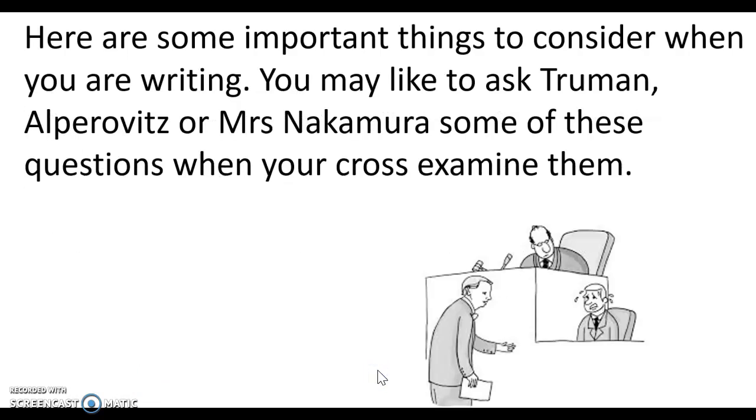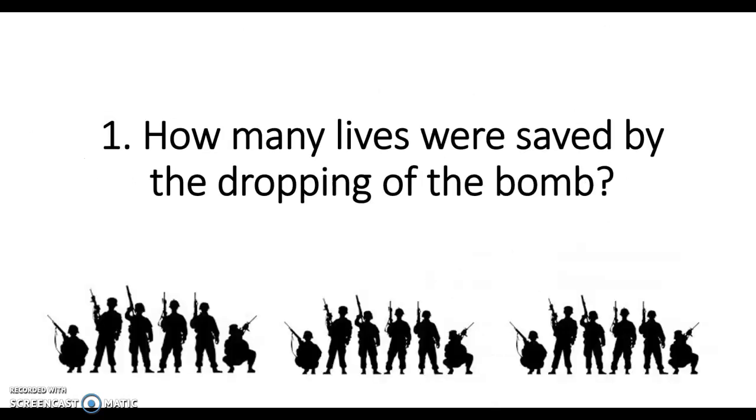Okay, moving on. So there are some important things to think about when you're writing. And you might like to ask Truman, Alperovitz, or Mrs. Nakamura some of these questions when you cross-examine them. So they might help you a bit. Okay, big question number one is how many lives were saved by the dropping of the bomb? So this is really controversial.